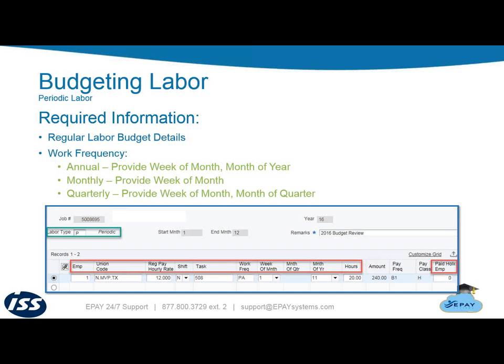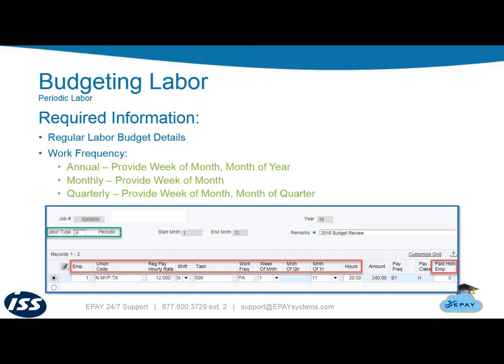So depending on the work frequency, there are certain details that are required. We're able to budget for annual work, monthly work, and quarterly work. If you would like to budget for annual work, we will need you to provide the week of the month in which it occurs, as well as the month of the year in which it occurs. If you like to budget for monthly work, we would just need you to provide the week of the month in which it occurs.